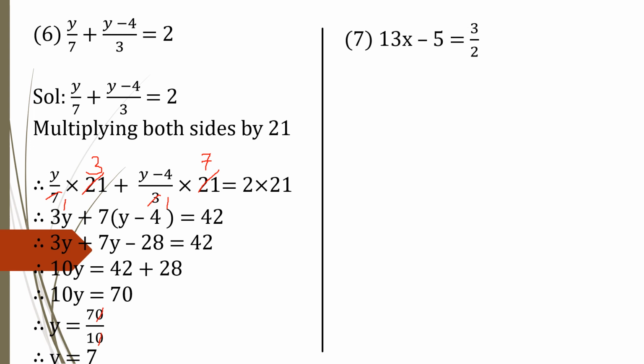So student, what is given? 13x minus 5 equal to 3 upon 2. Now here on the right hand side it is a fraction, that is 3 upon 2. So I can bring this 2 to my left hand side, so it will get multiplied. So we'll solve this. Start with the solution, that is 13x minus 5 equal to 3 upon 2.